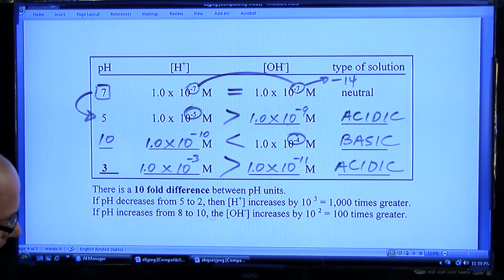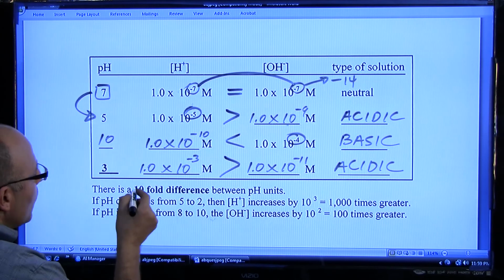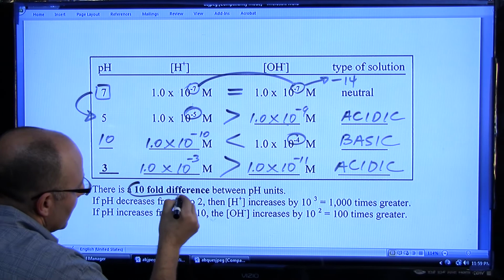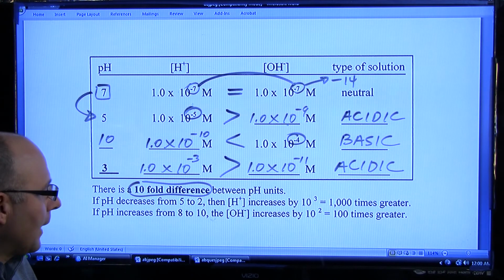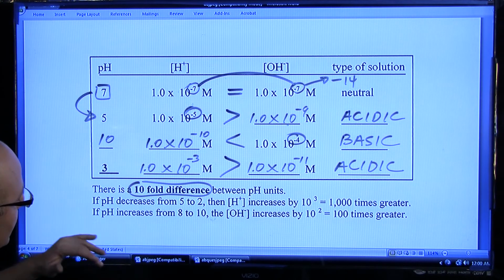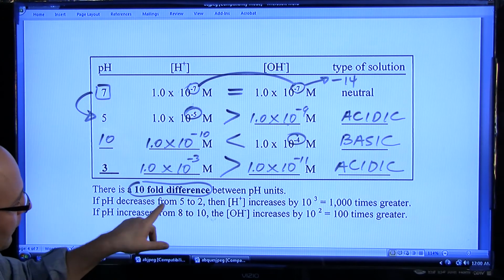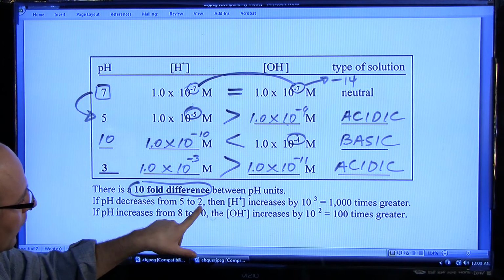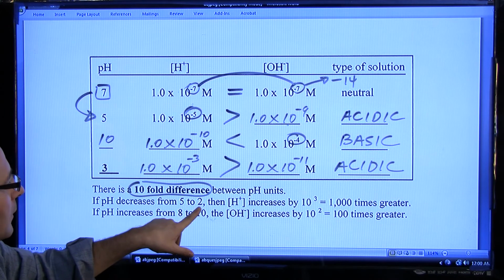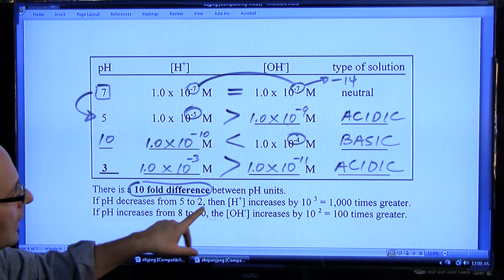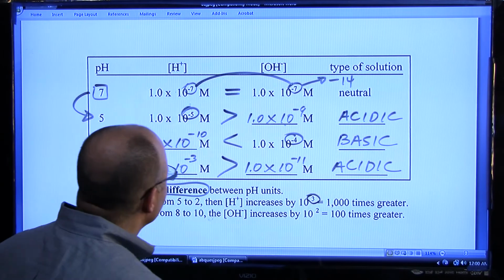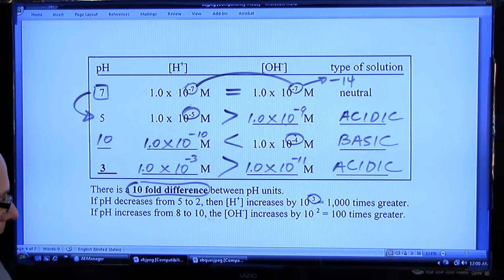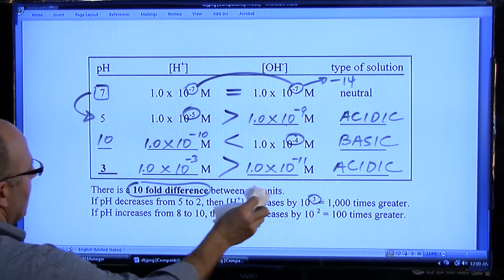Now, there is a tenfold difference between consecutive pH units. What do we mean by that? Well, that means if the pH were to drop from 5 to 2, we know we're going to a greater concentration of H plus, but how much greater? Well, the difference is 3 pH units, so it would be 10 to the 3rd, which is 1,000 times greater. All right, let me elaborate on that, because that's a little confusing.